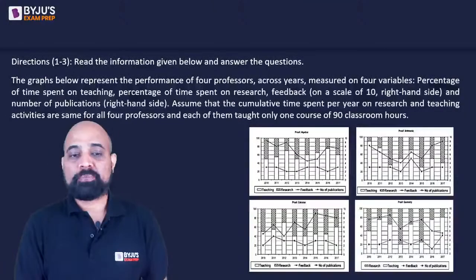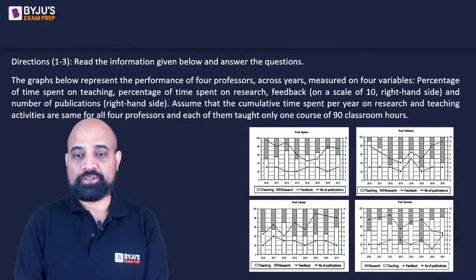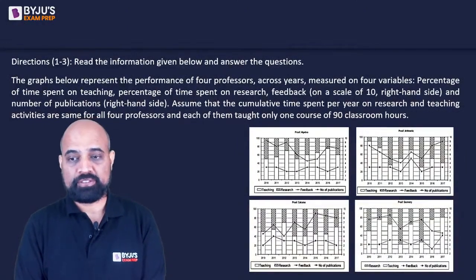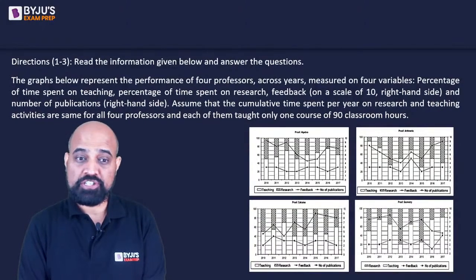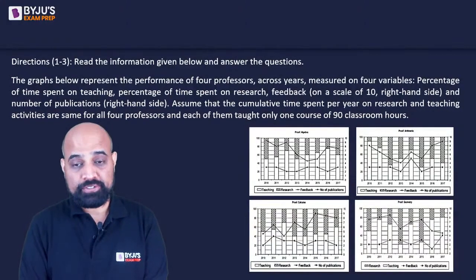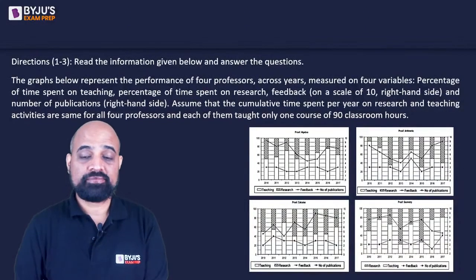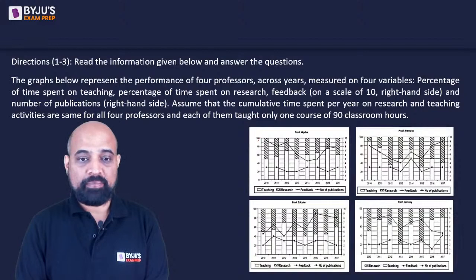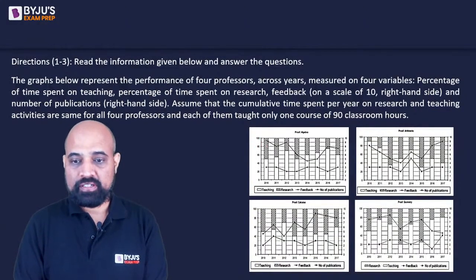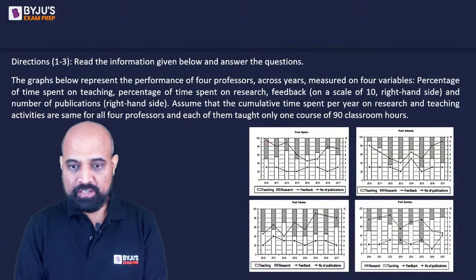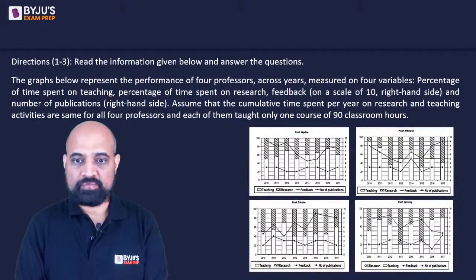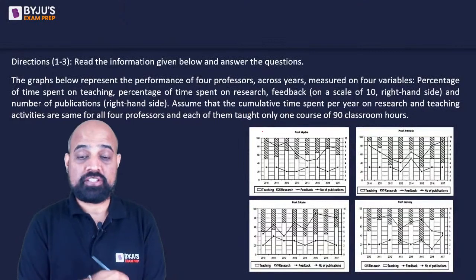The graphs below represent the performance of 4 professors across years, measured on 4 variables: percentage of time spent on teaching, percentage of time spent on research, feedback on a scale of 10 on the right hand side, and number of publications, which I think should be on the left hand side. So feedback is going to be right hand side and number of publications is the left hand side.